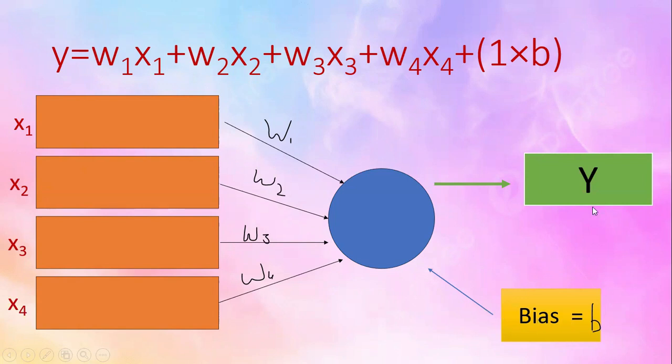Whenever you need to generate the output, you need to use the summation of the products of every weight with its corresponding input. So the equation will be W1 multiplied by X1 plus W2 multiplied by X2 and so on, and at last the constant independent value of bias is added. Now let's solve some questions based on this.